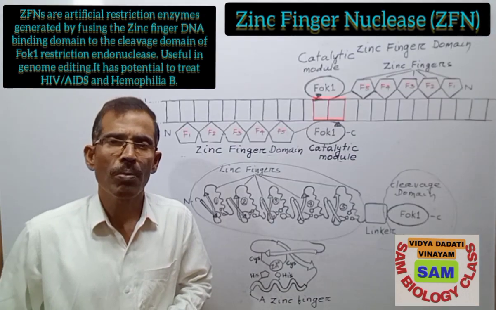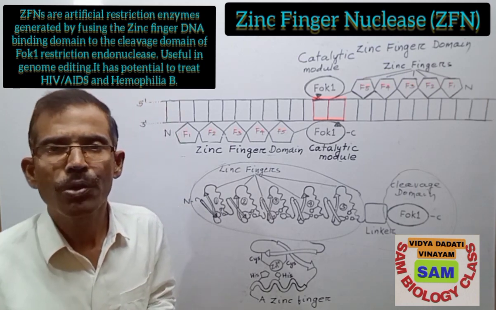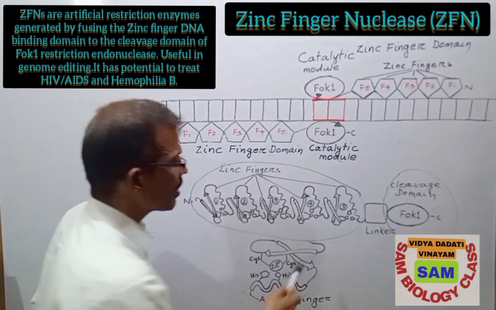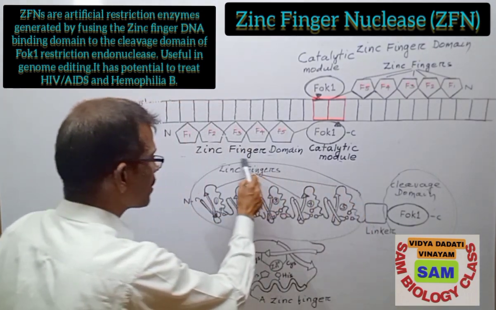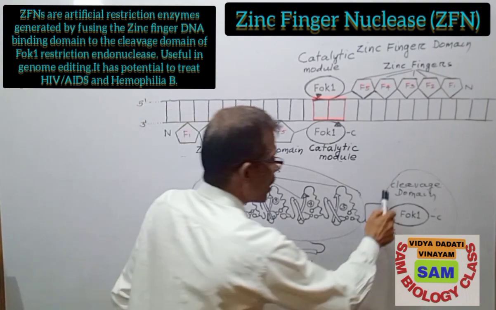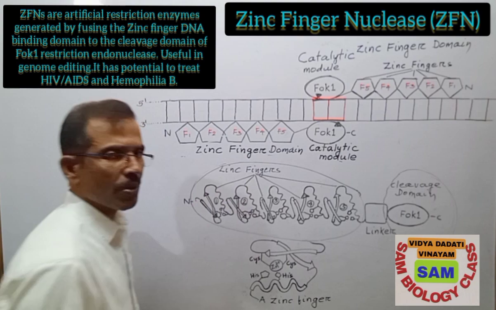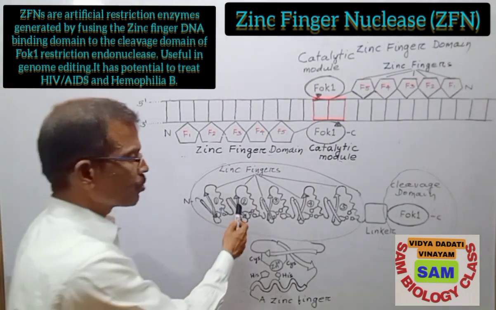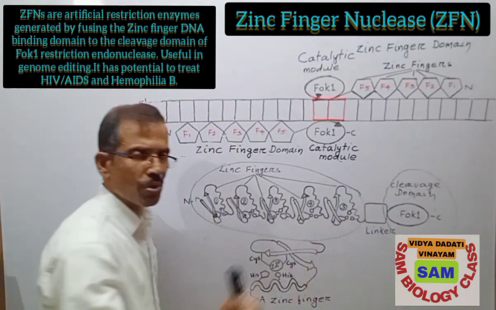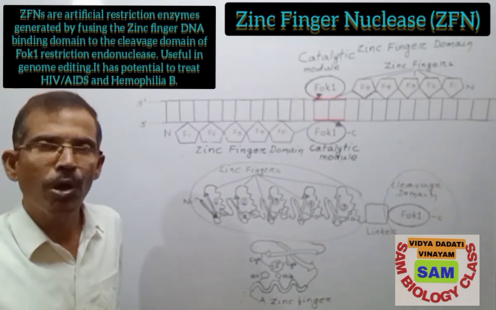So each monomer of zinc finger nuclease consists of two domains. One is a zinc finger DNA binding domain and the other is a cleavage domain of FokI restriction endonuclease. These two domains are fused with the help of a linker peptide to form a monomer.